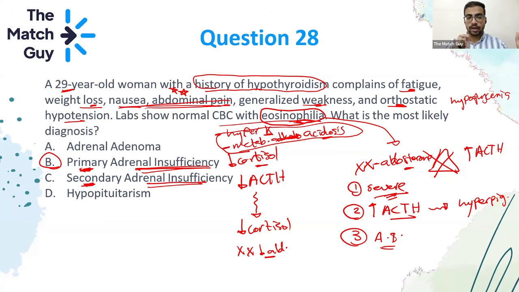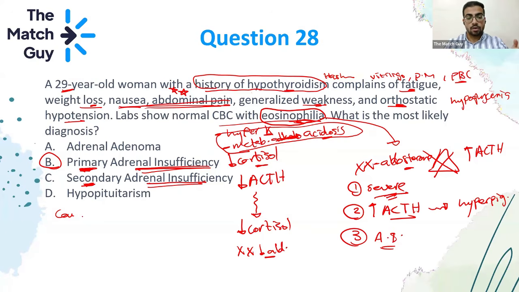And I'll show you how focusing on these keywords is what's going to get you the answer. So history of hypothyroidism tells me what? The most common cause of hypothyroidism is Hashimoto's thyroiditis, which is autoimmune. So if they tell me this, if they tell me vitiligo, type 1 diabetes, primary biliary cirrhosis, any autoimmune condition, I'm mostly thinking autoimmune conditions like to come with each other. So I'm thinking of primary adrenal insufficiency.